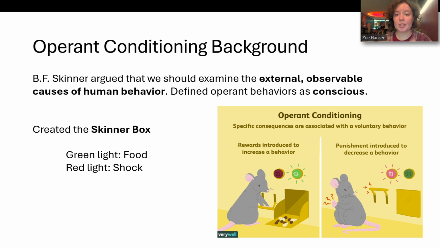So B.F. Skinner, a behavioralist, argued that we should examine the external observable causes of human behavior. And he defined operant behaviors as conscious, not as knee-jerk reaction behaviors. And he created what is referred to as the Skinner box, in which a rat was put into a room with a lever and a red or green light. If the rat presses down on the lever when the green light is flickering, it is rewarded with some food. Whereas if the rat presses down on the lever when the red light is flickering, it receives the punishment of a shock. And they find that the rats learn how to get that desired outcome of the food based on their behavior.